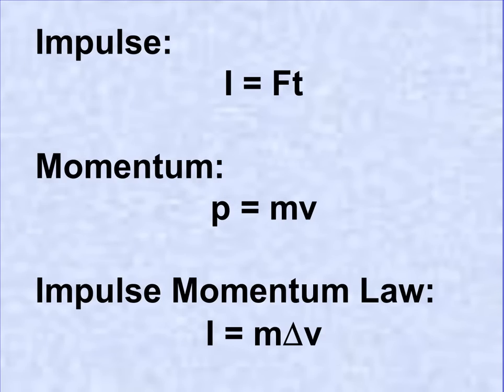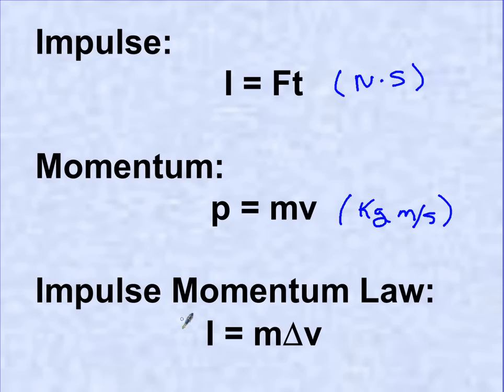Let's do a brief review. You remember impulse is equal to the force times the time, and we measure impulse in Newton seconds. We discussed when you have an impulse, there has to be some sort of impact or collision. Momentum is the mass of an object times its velocity, and the units for momentum are kilograms meters per second.